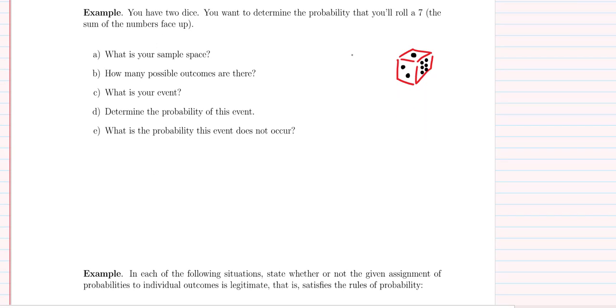So here we have two dice. I've only drawn one. You want to determine the probability that you'll roll a 7, the sum of the numbers face up. So we're looking at two dice, and we want to figure out the sum of the two numbers when they're face up. Our sample space is all possible outcomes. So S is going to be the set.